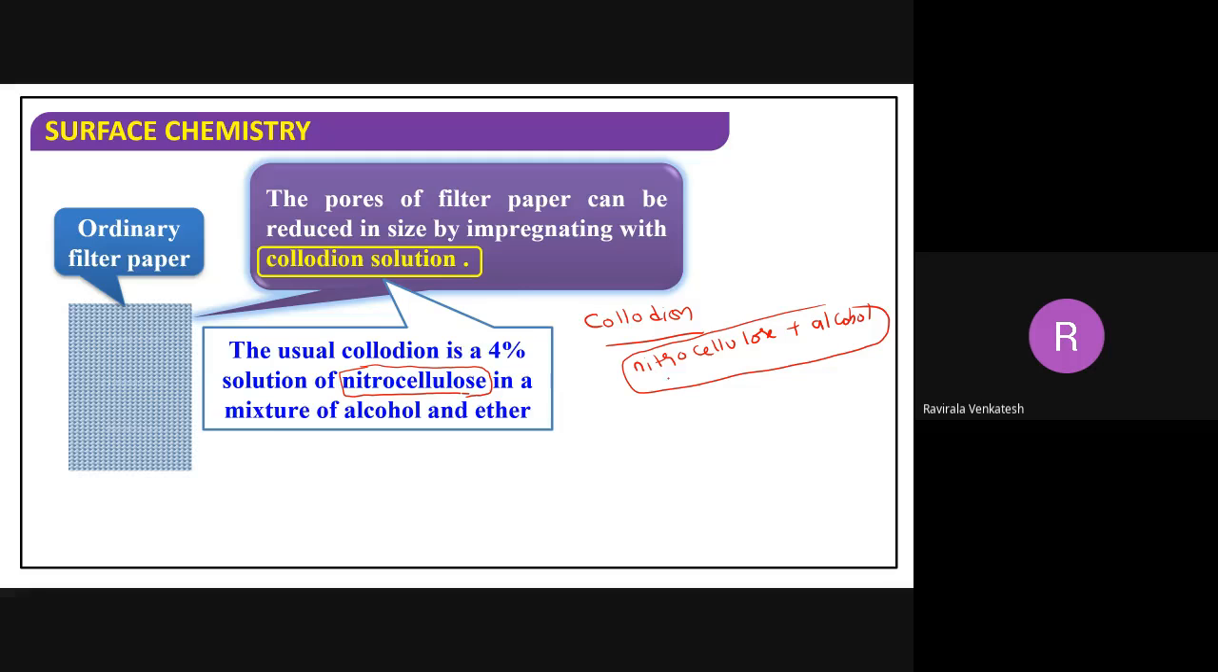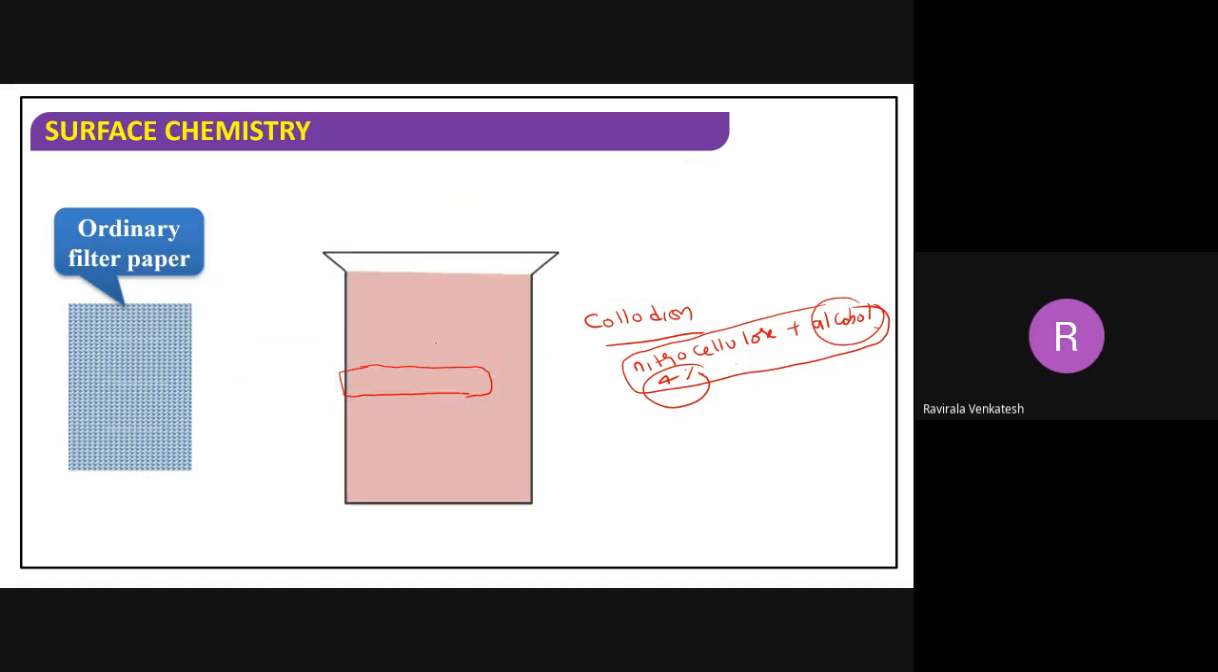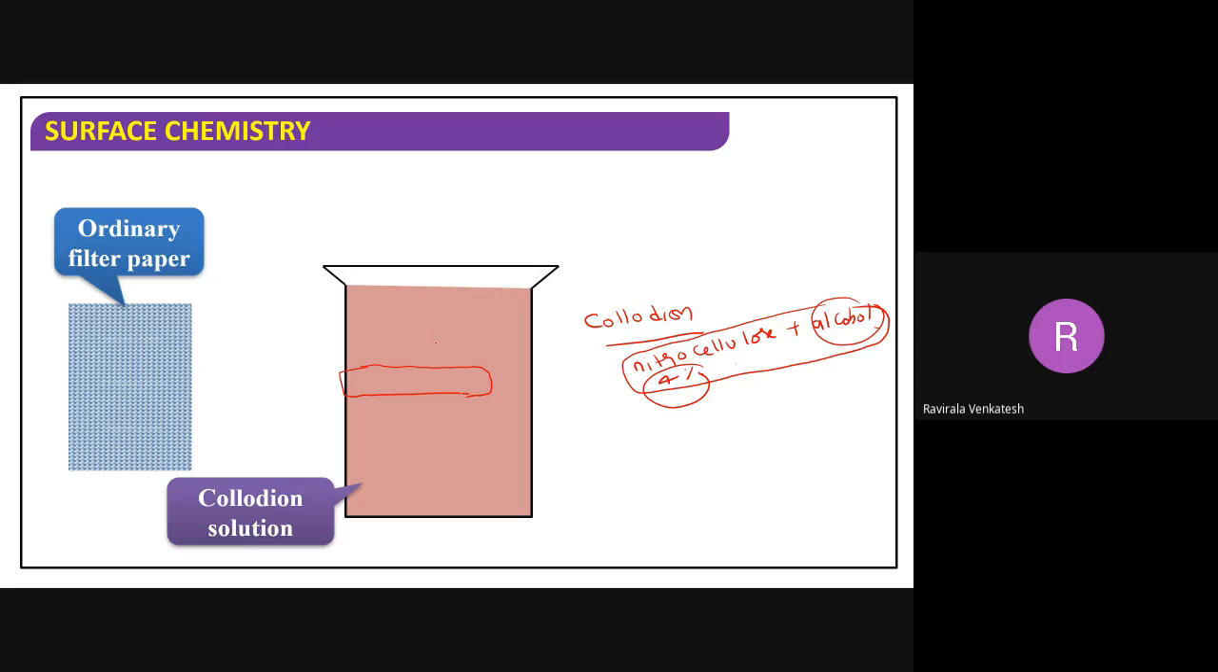In this, we have taken 4% nitrocellulose, and the remaining is alcohol, the solvent, while the nitrocellulose is the solute. So collodion is a 4% solution of nitrocellulose in alcohol or ether. Now dip the ordinary filter paper in this solution. What happens when you dip? The big holes are filled by this solution.